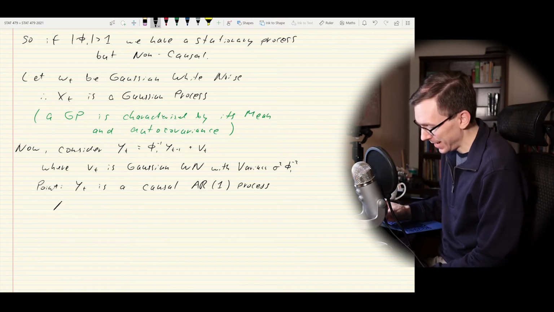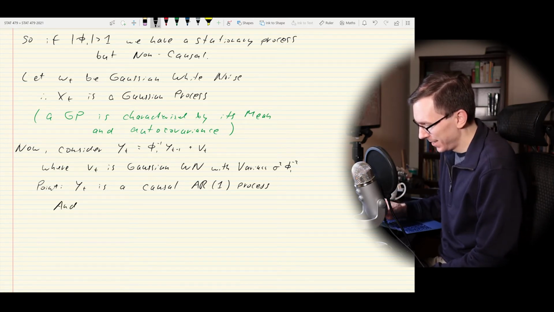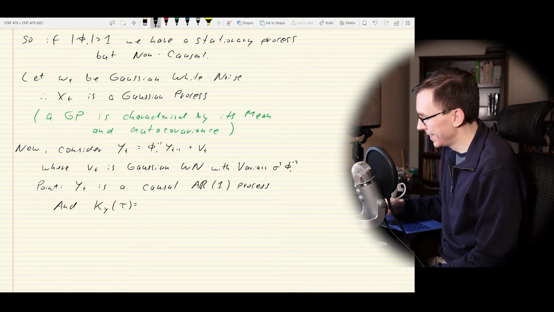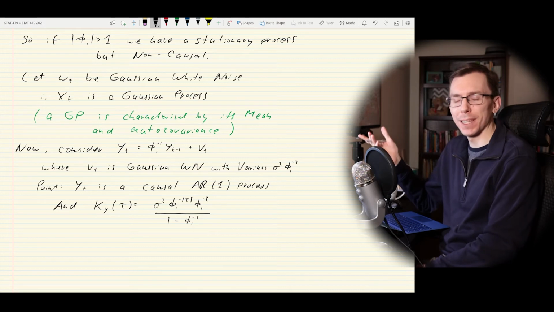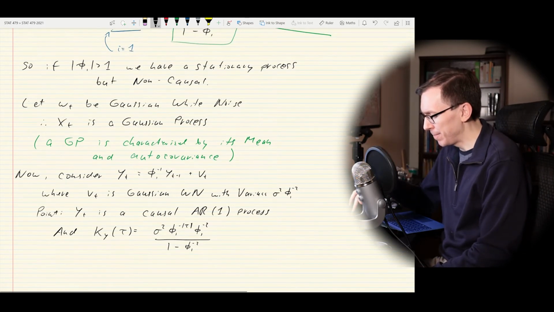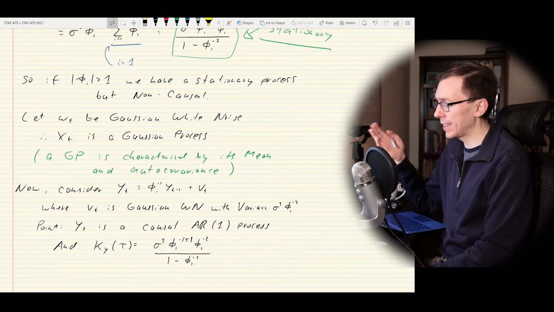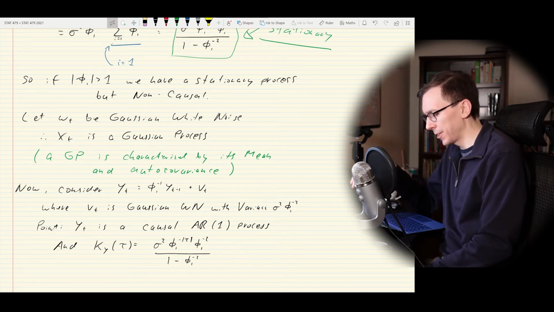And if we take the time to actually write it out, we find that the autocovariance of y at lag tau just so happens to be something that looks like sigma squared phi 1 to the minus tau, over 1 minus phi 1 to the minus 2, which you can get just based on the formula from the earlier notes, or I think we did it in assignment 1 as well as earlier in the notes.